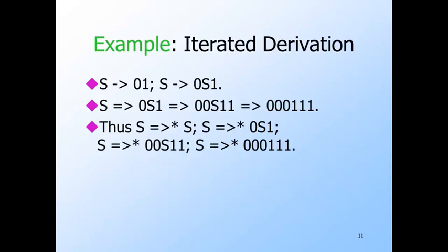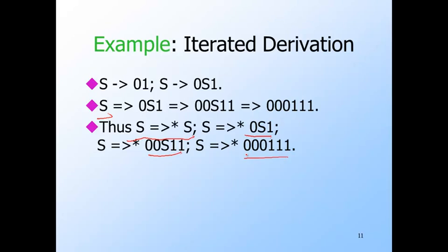Here's an example using the same grammar as before and the same derivation sequence we just discussed. We can conclude that S goes to itself in 0 steps. That is, we just start here, don't go anywhere. So we can conclude that S goes to star itself. Then inductively, S goes to 0S1, and 0, 0S1, 1, and 0, 0, 0, 1, 1, 1.